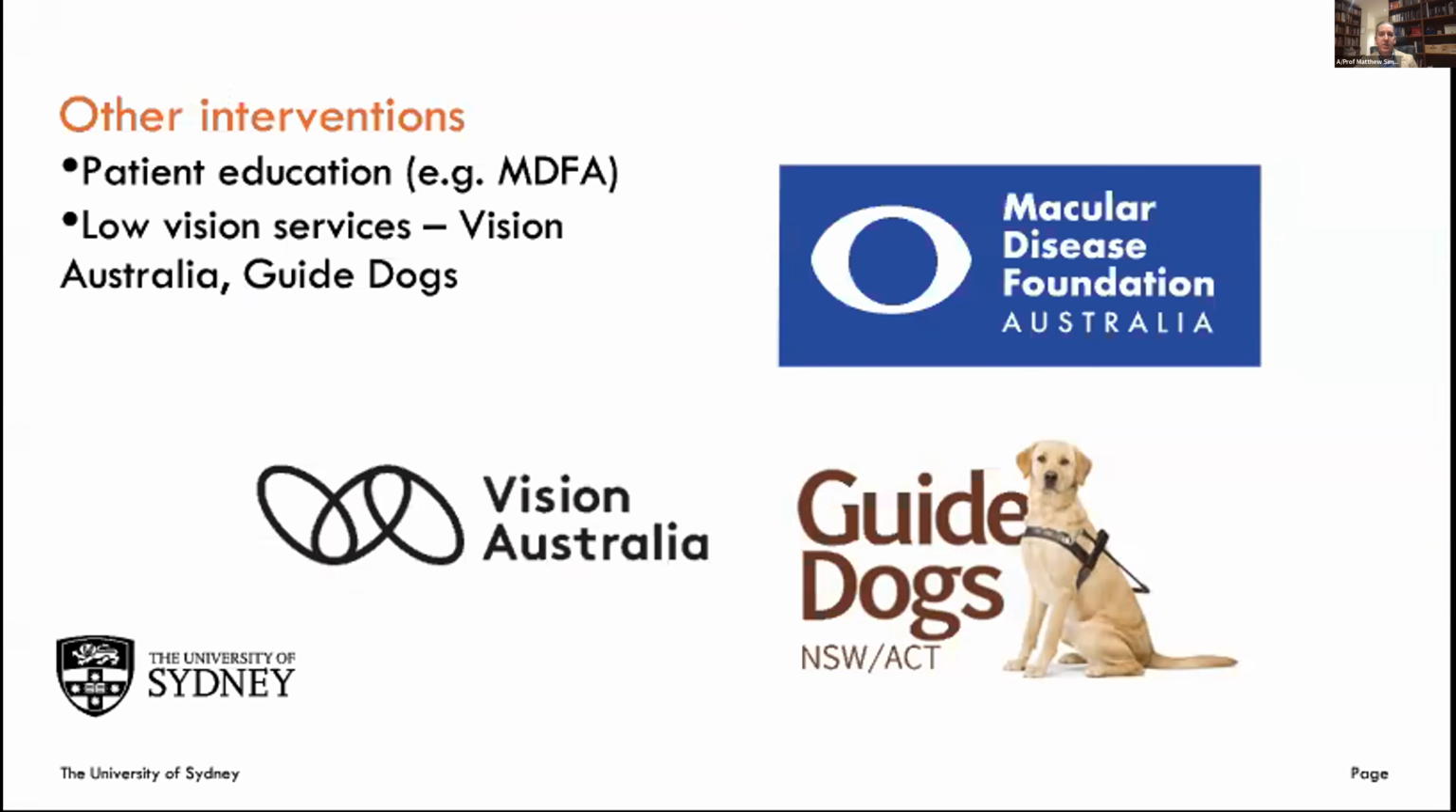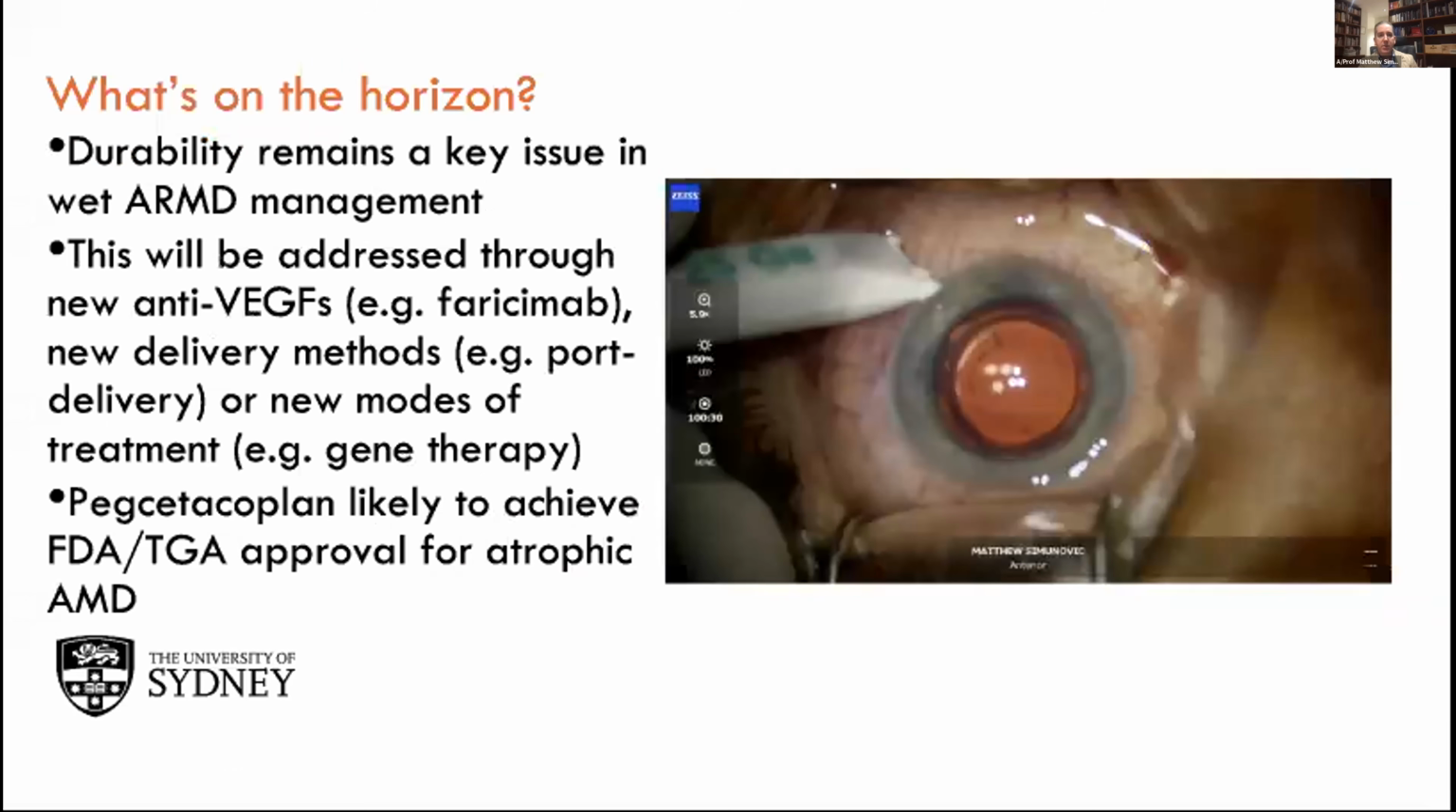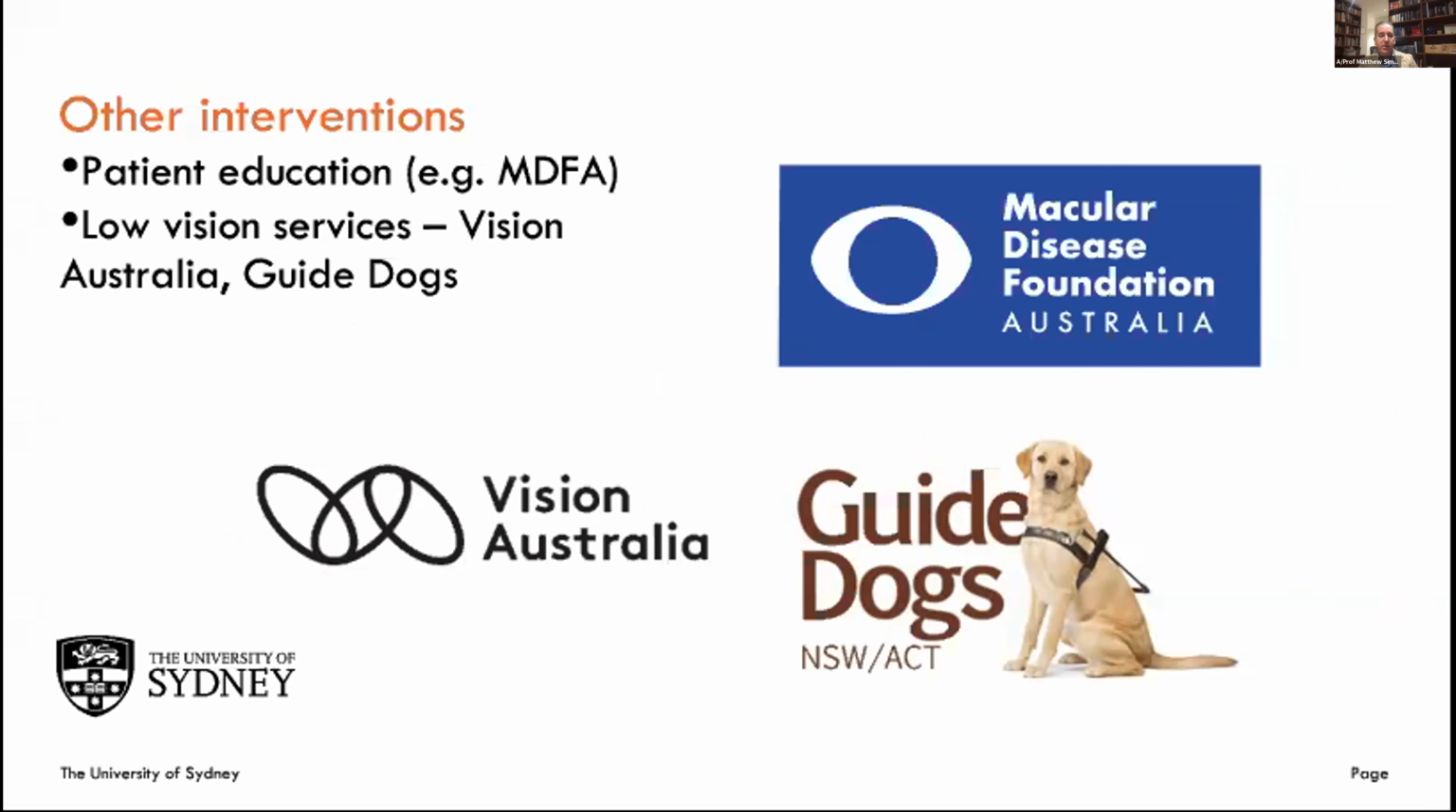It's important to note that our patients also benefit from other services. It's very important that they have an up-to-date spectacle prescription every couple of years, and they generally will see their optometrist for this. Patient education is important. For example, educating patients about monitoring for signs of wet macular degeneration if they have intermediate macular degeneration. And the Macular Disease Foundation is excellent in this regard. They also act in patient advocacy and they support important research. Some patients benefit from low vision assessments, and this is where both Guide Dogs and Vision Australia come in.